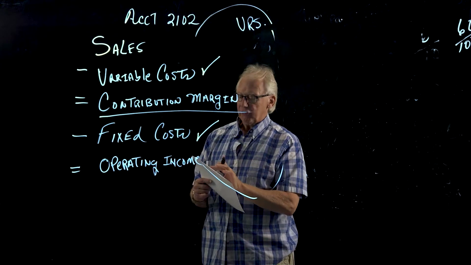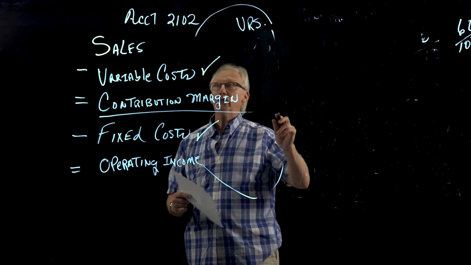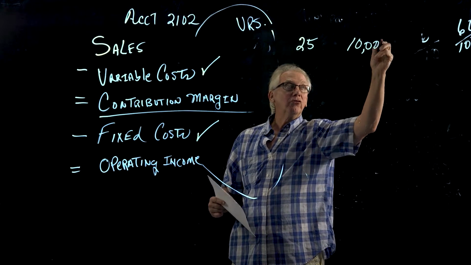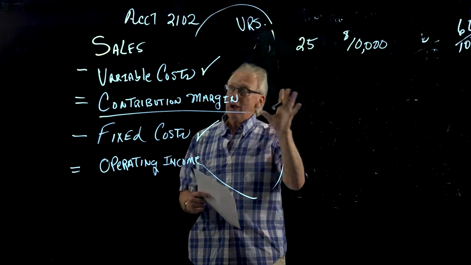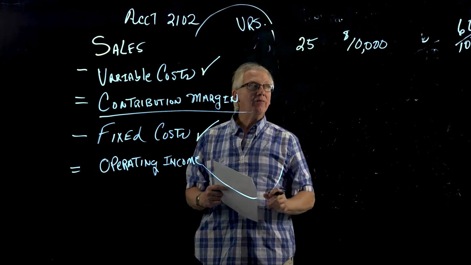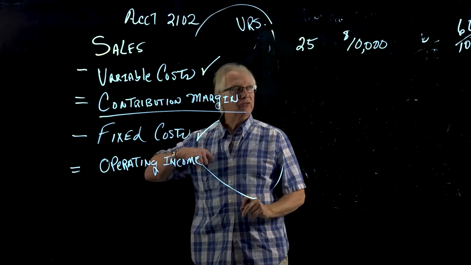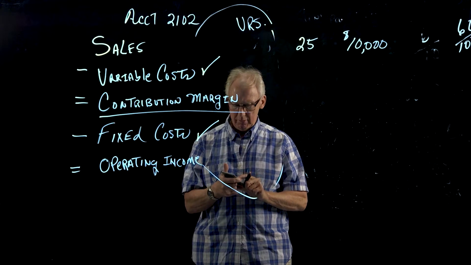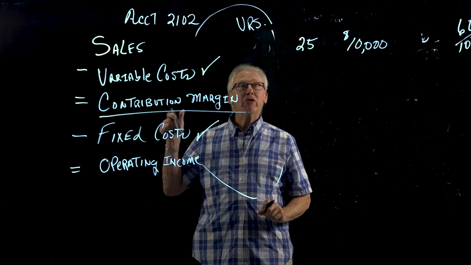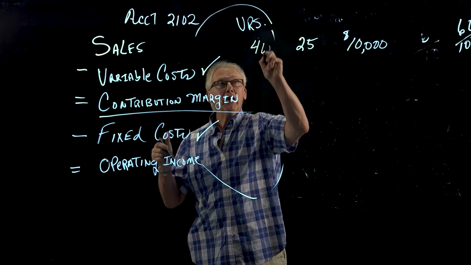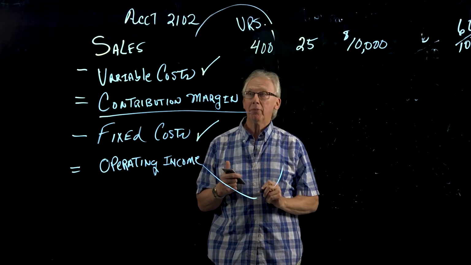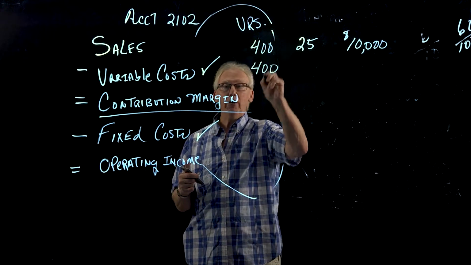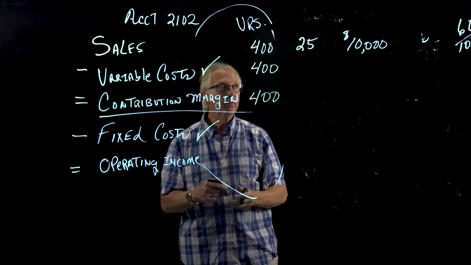Okay, at its $25 selling price, they have sales of $10,000. So you have a $25 selling price and you got $10,000 in total sales. Now right away, I can take the $10,000 and divide it by 25, and that will give me 400 units that were sold. So that means variable cost is 400 and contribution margin is 400.